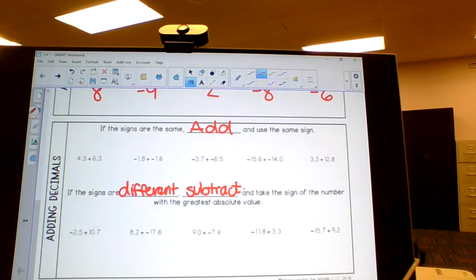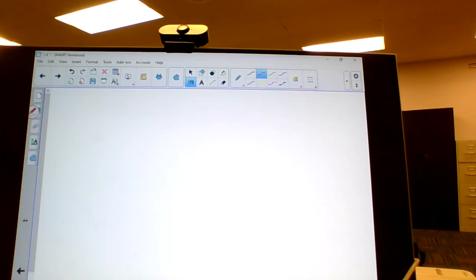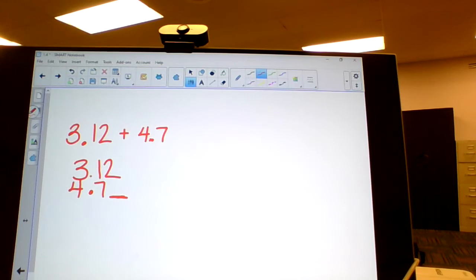So what I mean by missing values, okay? I'm gonna make a new paper real quick. So hold on. So what I mean by a missing value, like if you have 3.12 plus 4.7, does anybody see anything missing? Sakshi? You put a 0 behind the 7, because if I were to line these up, I line up the decimal places. So I put the 4.7 right there. I'm missing this placeholder. So I would have to fill in a 0. So that's what it means by filling in a placeholder, okay? Does everybody understand?